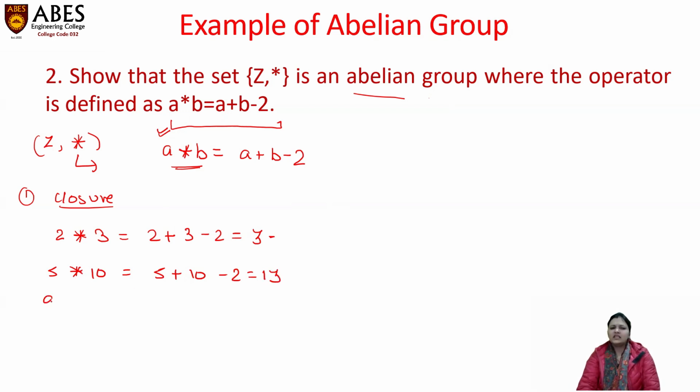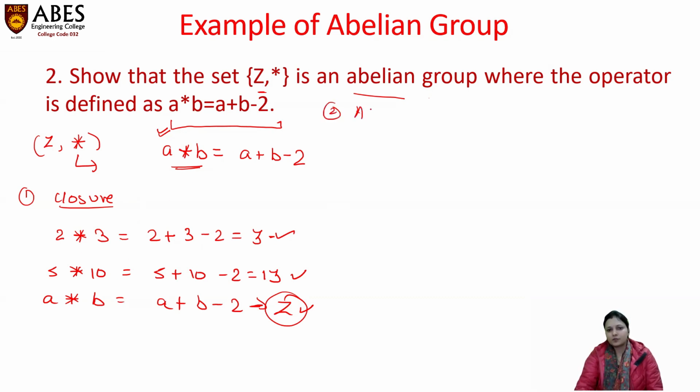If we take any integer, I will always get an integer. This is an integer, this is an integer. I will always get an integer as a result, which is in the set given. So the closure property will always be satisfied in this case. The second property is the associative property. Consider any three integers, 1, 2, 3.